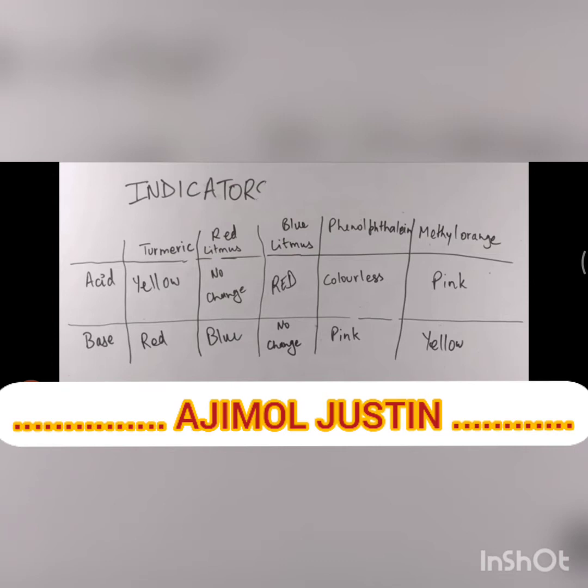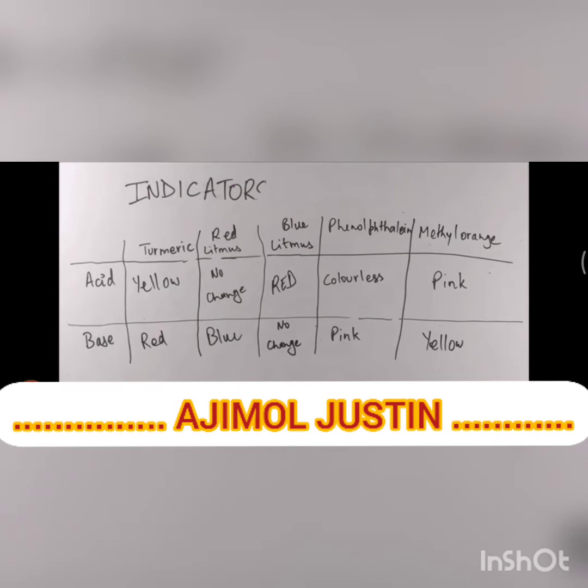Now if an acid comes in contact with red litmus, there will be no color change. The litmus paper will stay red. But if a base comes in contact with red litmus, it will change into blue color. If an acid comes in contact with blue litmus, the paper will change into red color. And if a base comes in contact with blue litmus, there is no change.